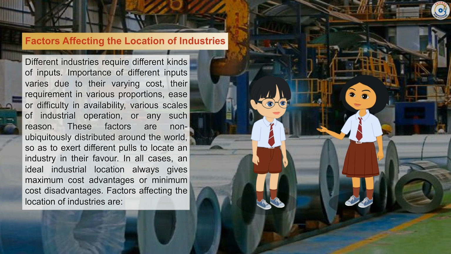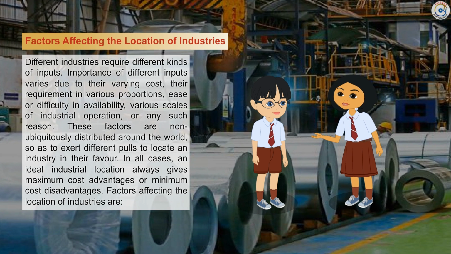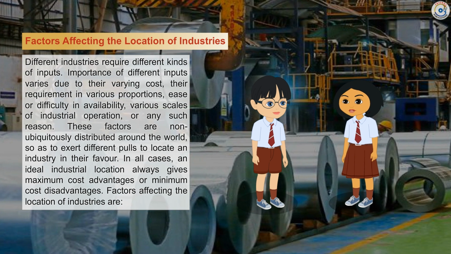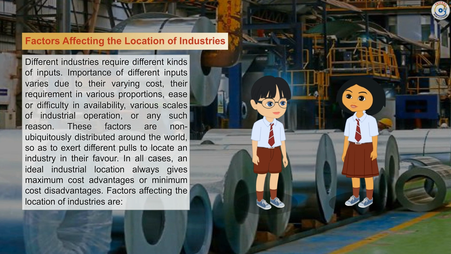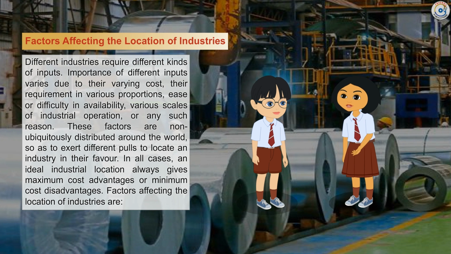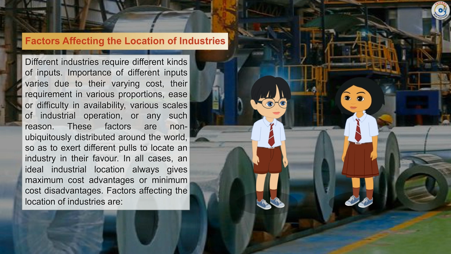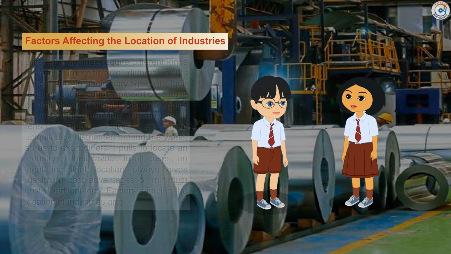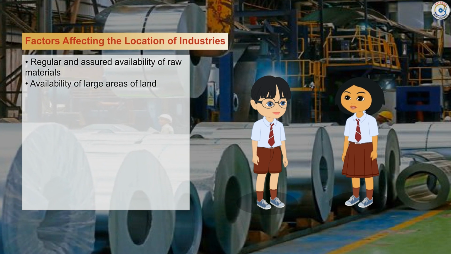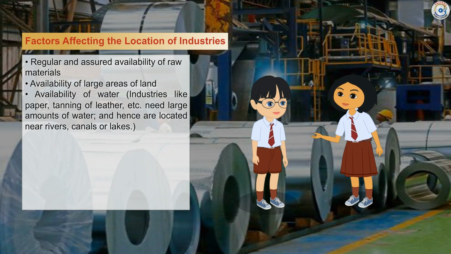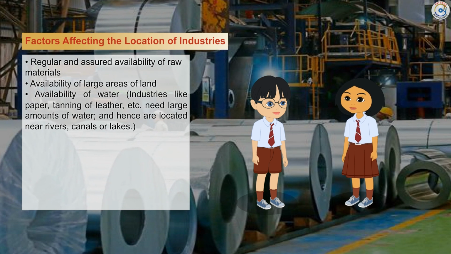These factors are non-ubiquitously distributed around the world so as to exert different pulls to locate an industry in their favor. In all cases, an ideal industrial location always gives maximum cost advantages or minimum cost disadvantages. Factors affecting the location of industries are regular and assured availability of raw materials, availability of large areas of land, availability of water. Industries like paper, tanning of leather, etc.